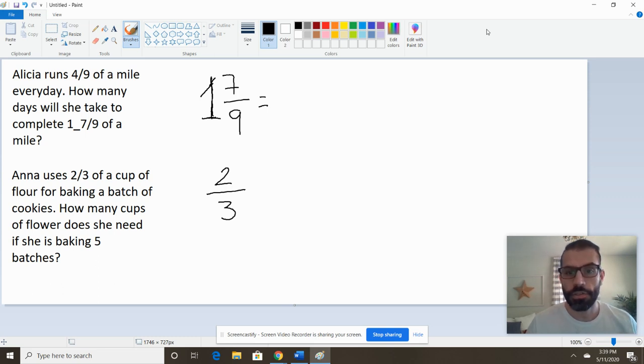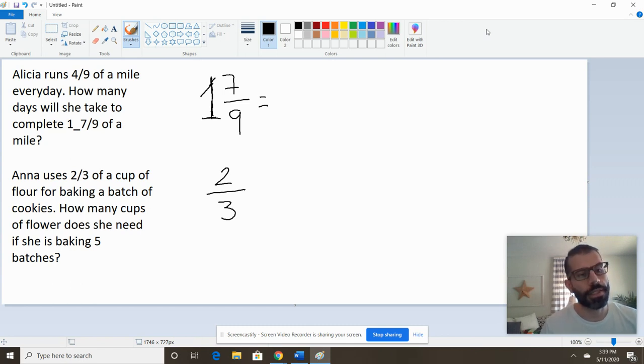Hey guys, this is Senor Zapata here, and today we are going to work on two word problems. And I'm going to show you very quickly how you could approach these problems so that you are using what you already know about mixed numbers, about improper fractions, and about multiplying a fraction times a whole number.